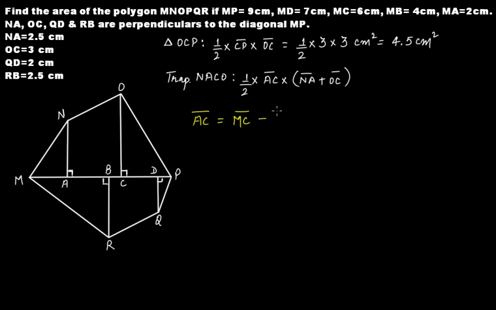Do we have the value of MA? Yes, we have the value of MA. So MC is 6 centimeter, and MA is 2 centimeter. So you get 4 centimeter. So from here you get half, AC is 4 centimeter, multiplied by NA plus OC. So NA is 2.5, OC is 3, that is 5.5 centimeter. Now, if you solve it, you will get 2 times 5.5, which is 11. So this is 11 centimeter squared, right?